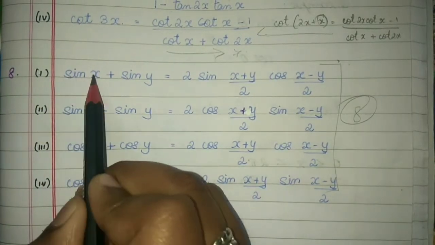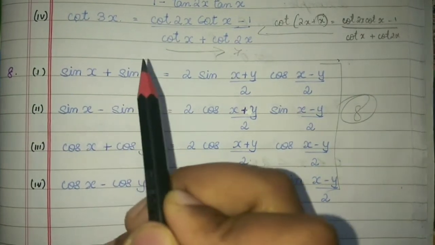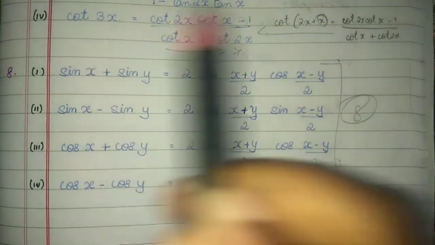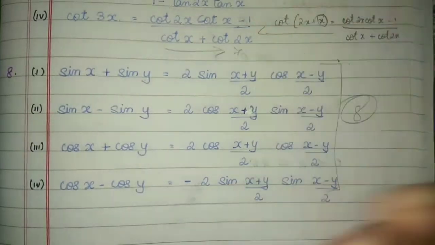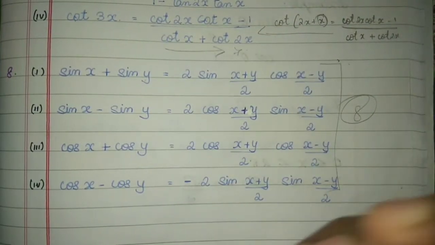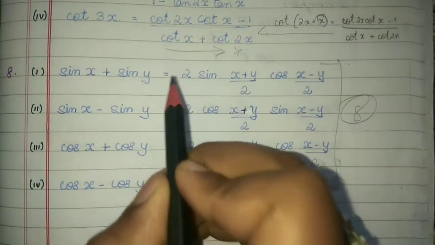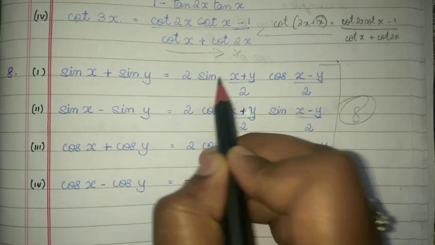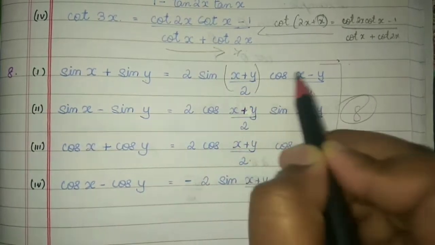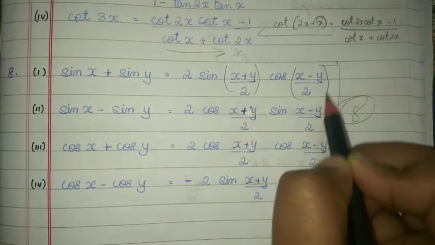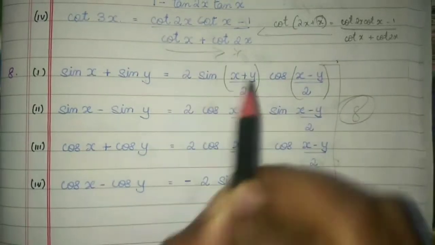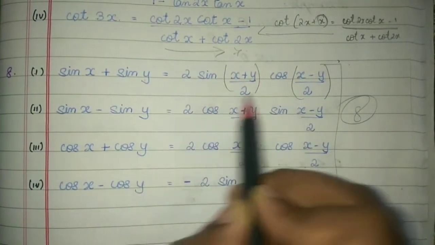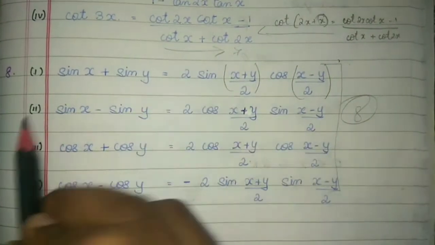That is sin x plus sin y. We have learned only sin(x+y), so you can't just think sin(x+y) is the same as sin x plus sin y. No, it is not the same, it is different. Sin x plus sin y is equal to 2 sin((x+y)/2) into cos((x-y)/2). You should not change the order.